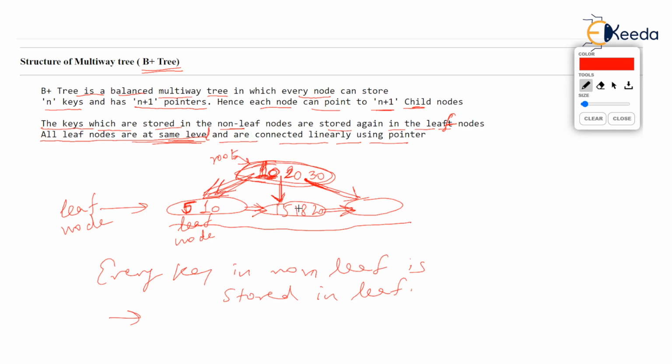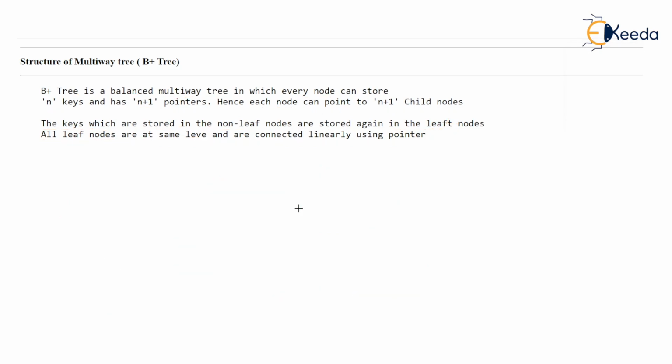But overall, what are the differences between B tree and B plus tree? The differences are that all leaf nodes are connected. All leaf nodes are connected using an additional pointer sequentially. And whatever is stored in non-leaf nodes is stored again in leaf nodes. The best way to understand this is by using an example.